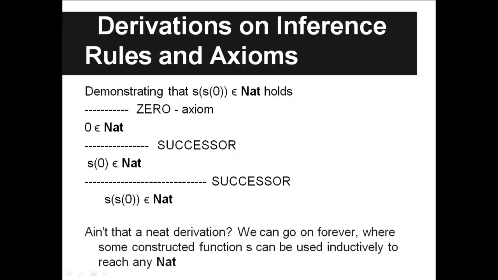If we continue in our derivations, we can go into the next successor, which holds in the premise that s of 0 exists in that. From there, we can conclude that s of s of 0 also exists in that, thus showing that s of 0 existing in the natural number set holds. If we wish to continue, we could repeatedly use derivations on these inference rules and axioms to show that some constructed function s can be used inductively to reach any nat.